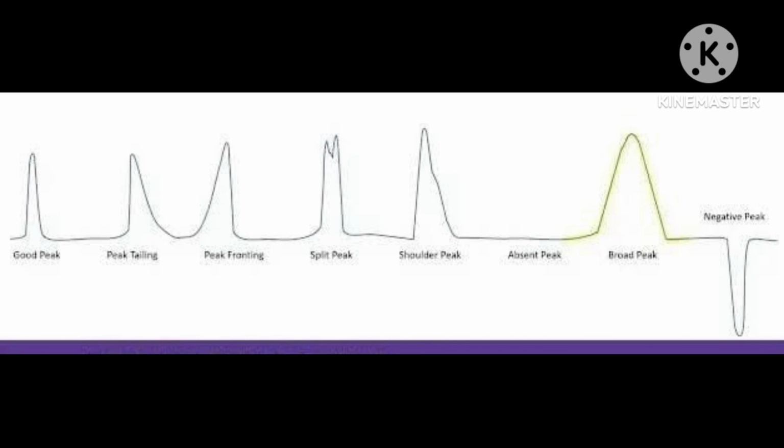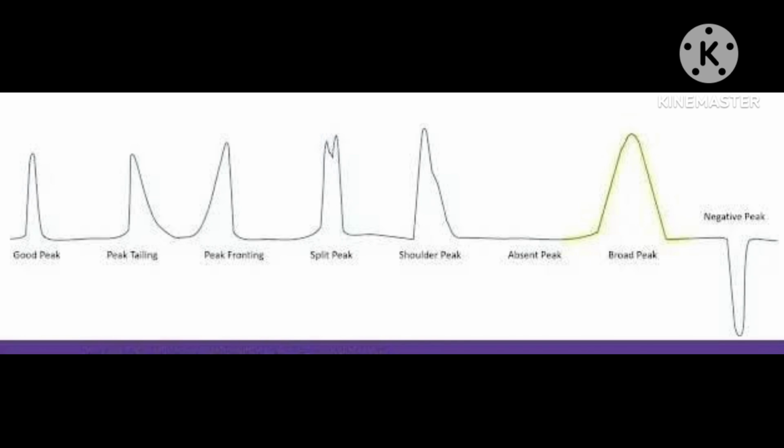Broad peaks in HPLC, characterized by a lack of sharpness and a wider appearance, can result from various factors like column issues, mobile phase problems or sample preparation issues, and can affect the accuracy of your analysis. Column related issues means column deterioration. An old, worn out or damaged column can lead to poor separation efficiency and give broad peaks.